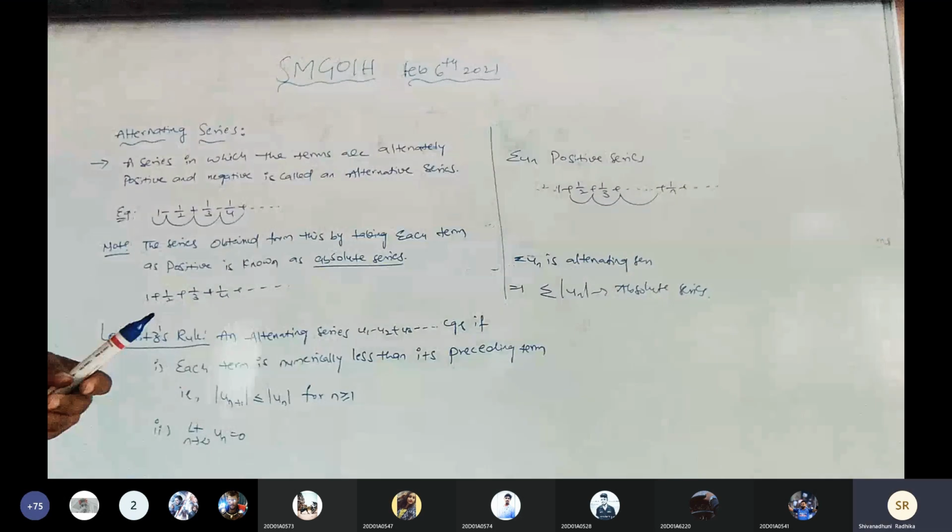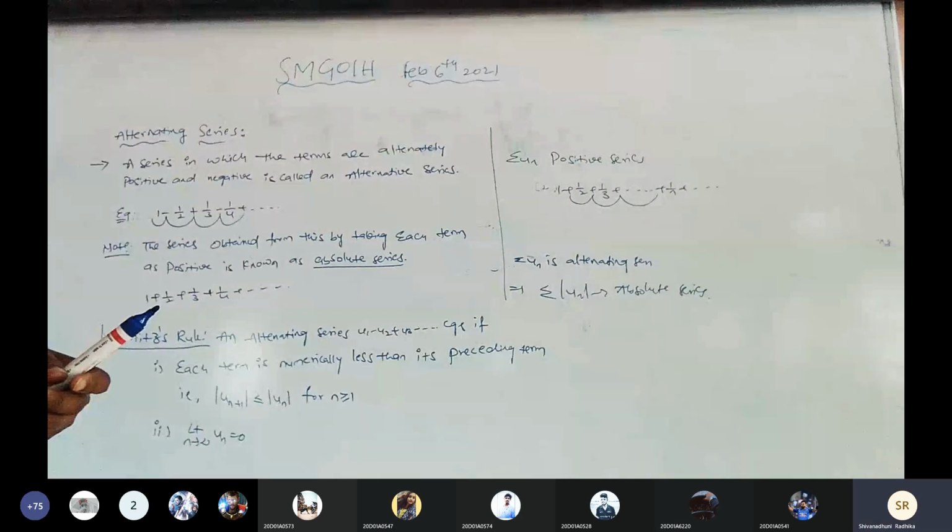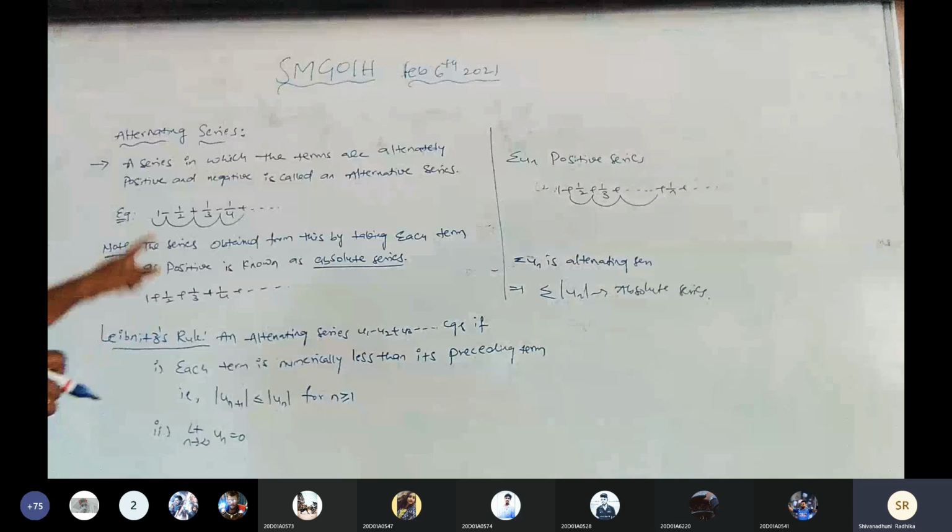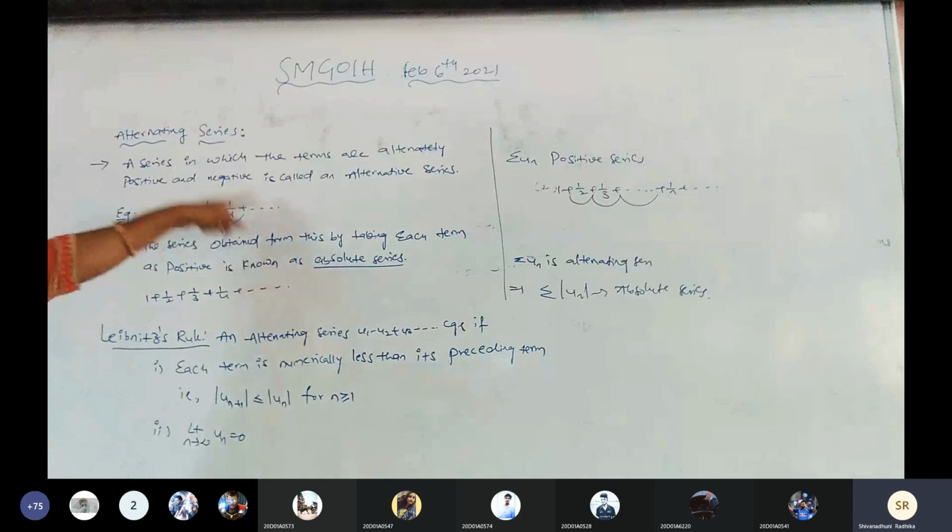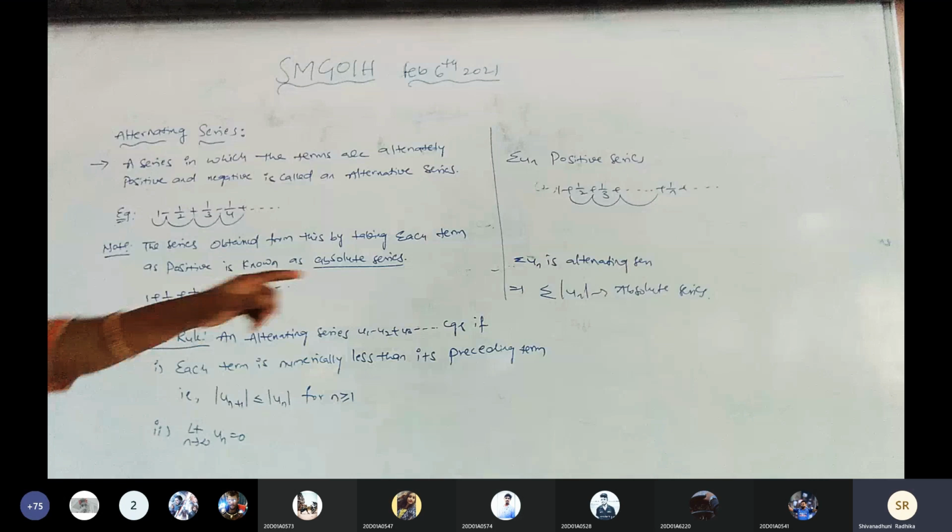Now, an alternating series is alternately positive and negative: positive, negative, positive, negative, positive, negative. See, we are getting that in the given series. That series is nothing but the alternating series. When we apply the mod to the alternating series, each and every term will be positive. This series is known as the absolute series. Now I assume this is summation Un. Now this is what here? Summation mod Un. Is it clear?